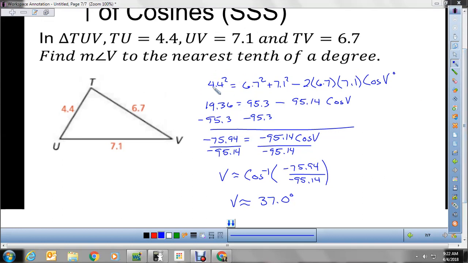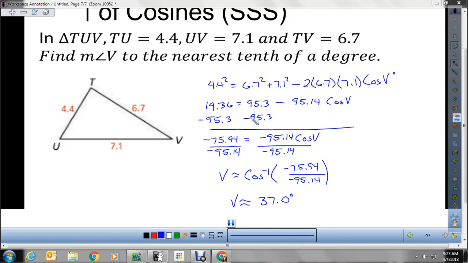We should have set this up as 4.4 squared equals 6.7 squared plus 7.1 squared minus 2 times 6.7 times 7.1, the same numbers we squared and added here, times the cosine of angle V. As we square this number here, we get 19.36. These two squared and added together give us 95.3. And the product of these three numbers is 95.14 times the cosine of V.